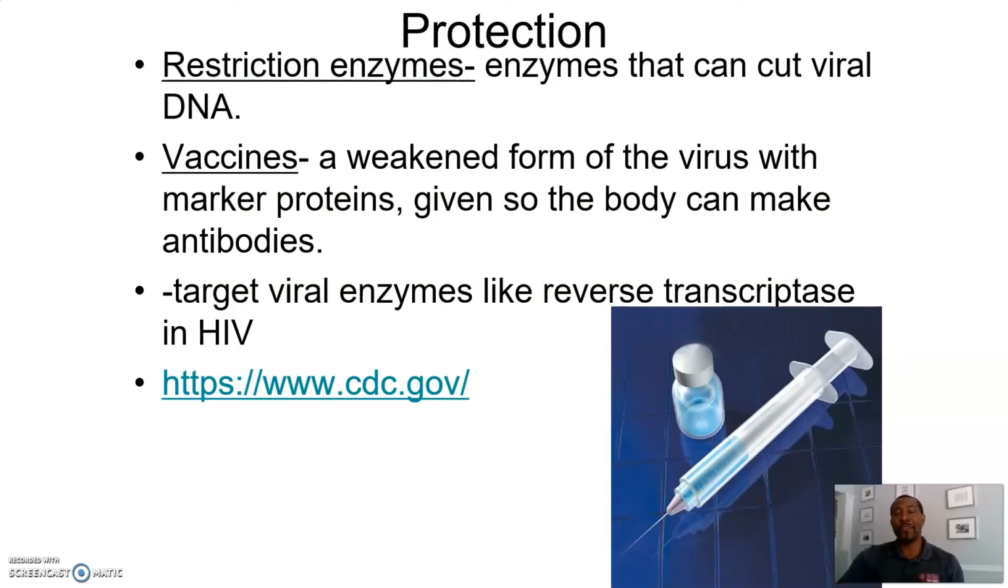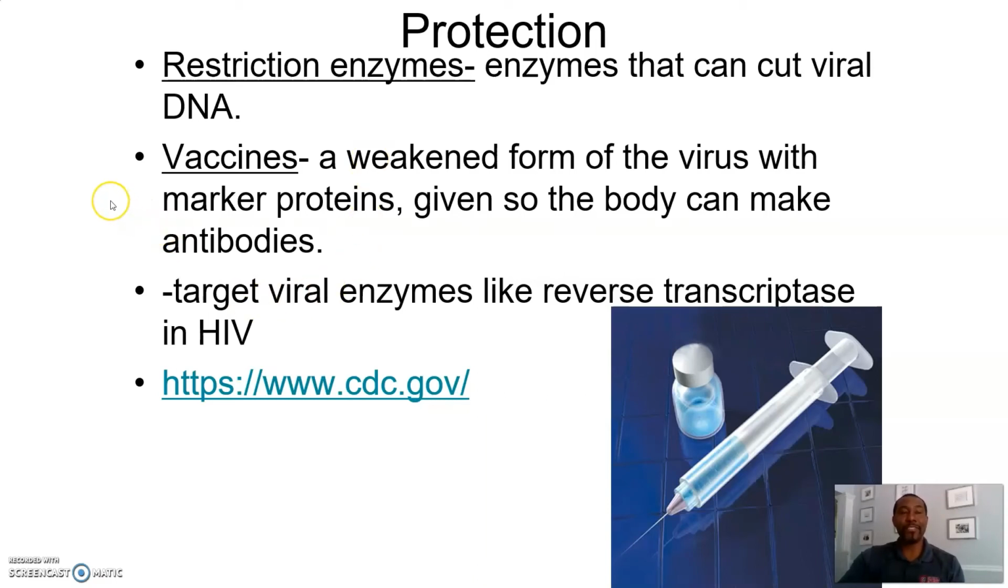If we're going to be able to protect ourselves from viruses such as the coronavirus, here are a few methods that scientists typically take. One thing that they may use are restriction enzymes. These are enzymes that are able to cut virus DNA. So when the virus injects its DNA into the host cell, those enzymes will chop it up so that the viruses can't hijack the host cell's machinery and make more viruses.